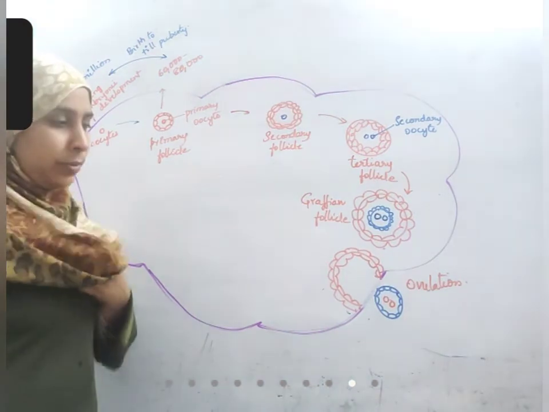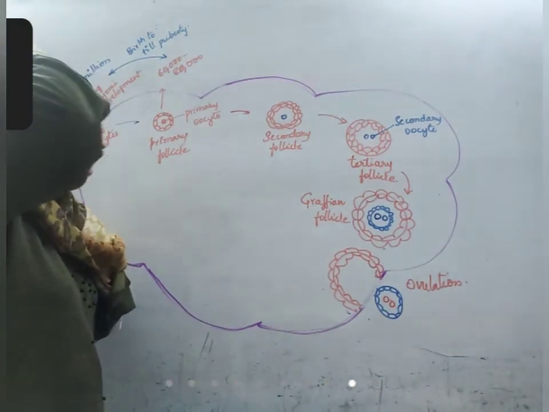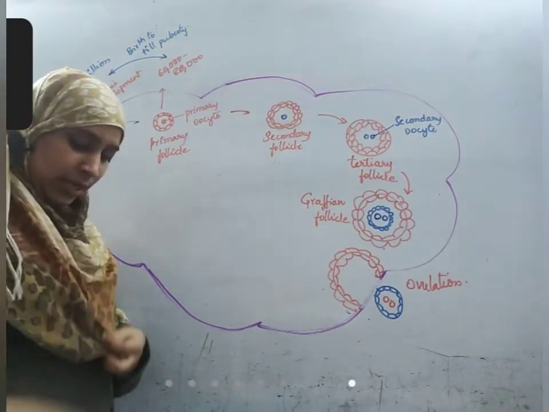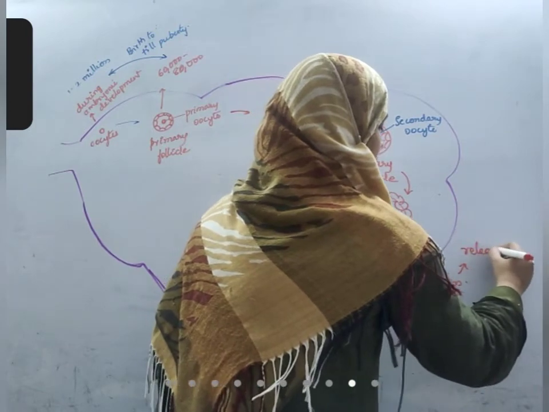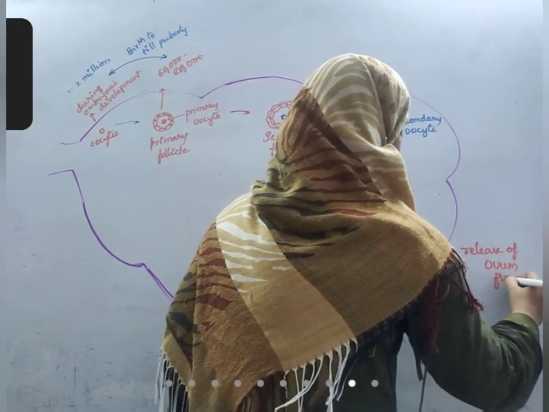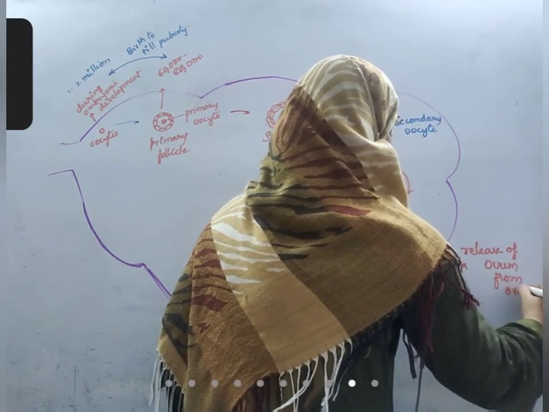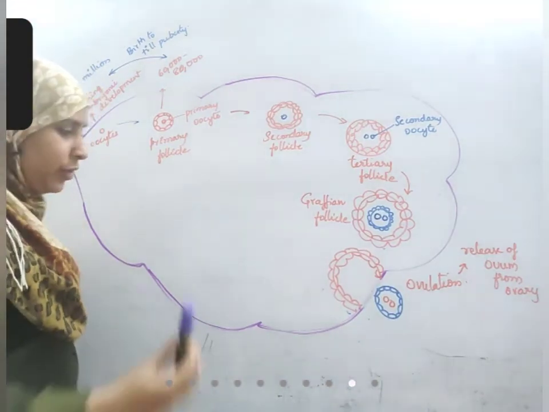It is an incompletely formed ovum. The oocyte is still in meiotic division; only half is completed, the remaining half is there. Ovulation is nothing but the release of the ovum from the ovary. Okay. After this, what happens?